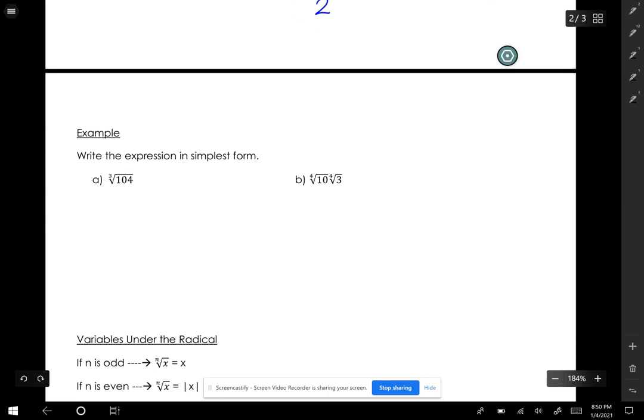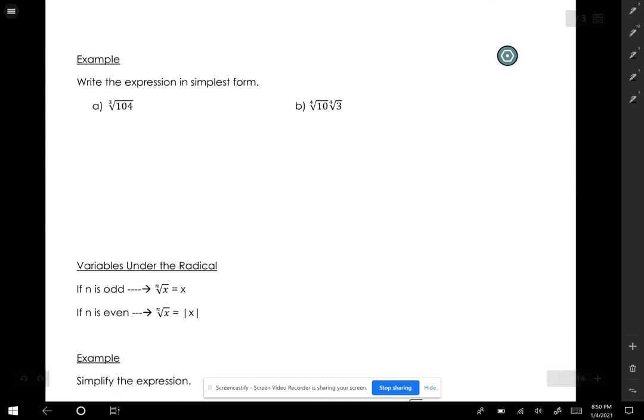Okay, in this next example, we're going to write the expressions in simplest form. So for the first one, we have the cubed root of 104. So I would make a factor tree. We're going to try and figure out if there's a cubed root that 104 is divisible by. So I know I can divide it by 2, and I get 52, 2 and 26, 2 and 13. So I do have 3 sets of 2. So 2 cubed times 13 equals 104.